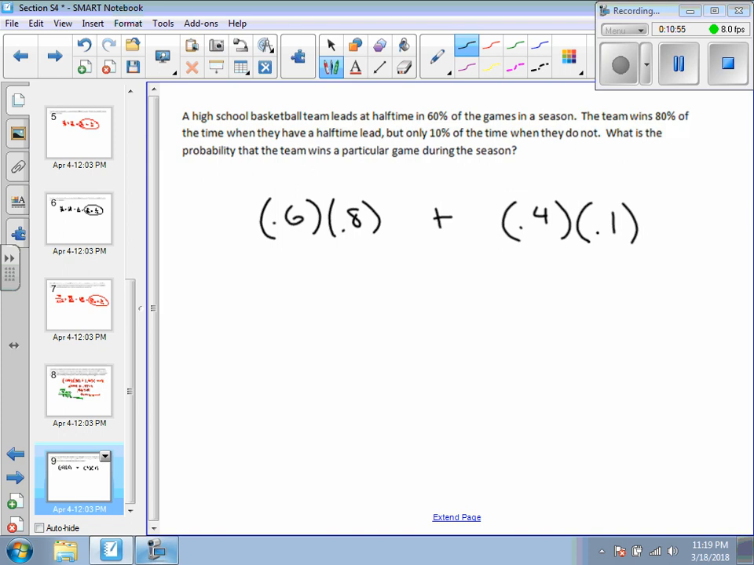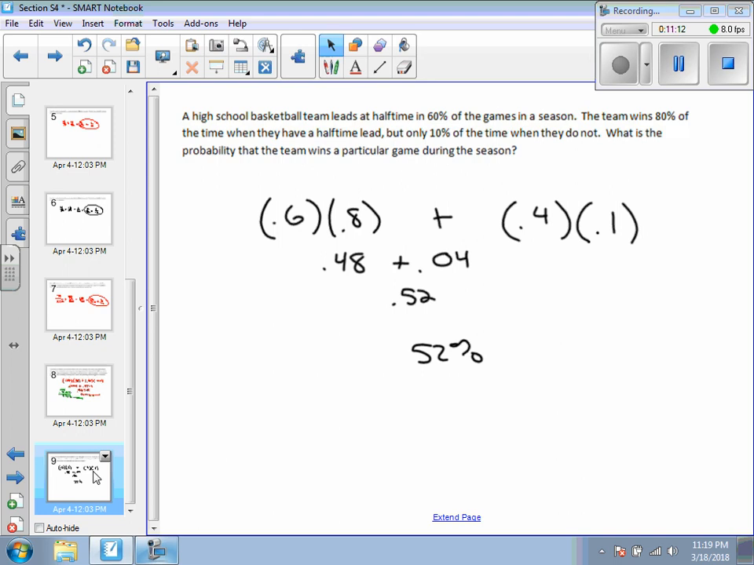When we take 0.6 times 0.8, that gives us 0.48. We take 0.4 times 0.1, that gives us 0.04. And if we add those together, that gives us 0.52. That means our team wins 52% of their games during the course of the season. Are there any questions on that?